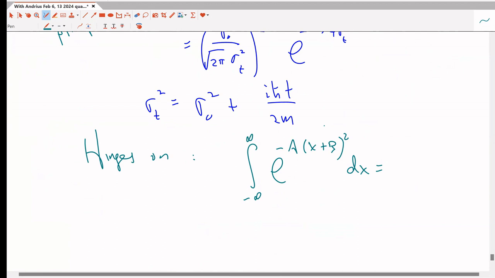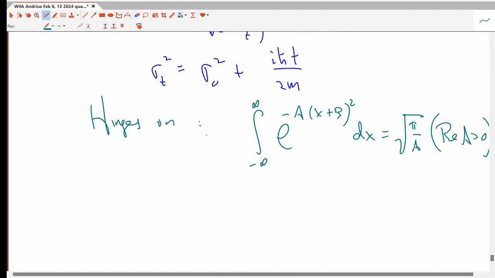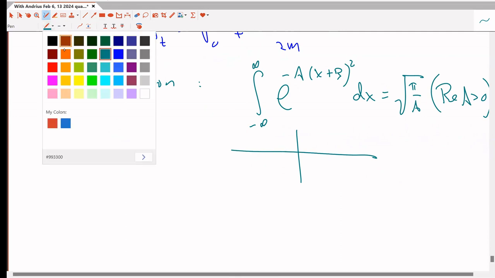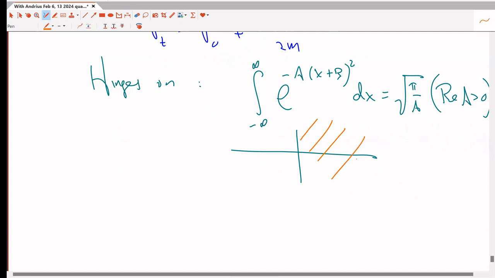I think it is just that the real part of A has to be greater than zero in order for this integral to converge. And that's assuming there's a minus sign. What does it mean to take the square root of a complex number? Well, if A is in the complex plane over here, we take the principal branch of the square root function.